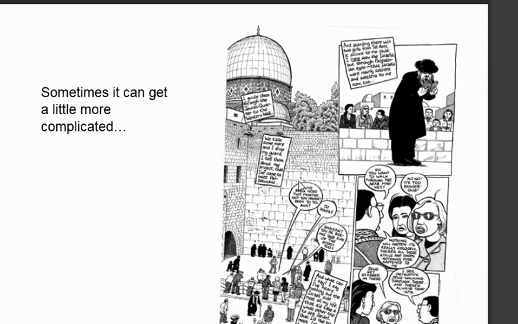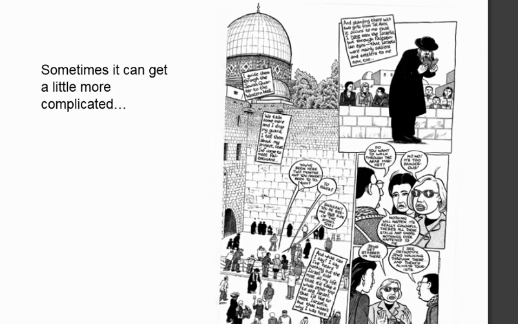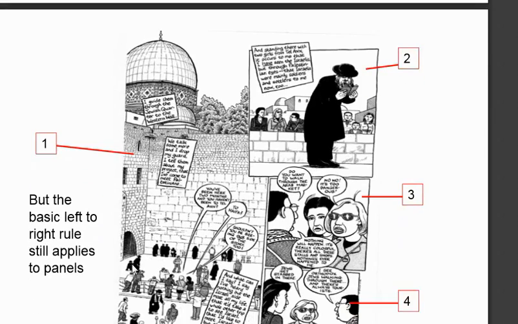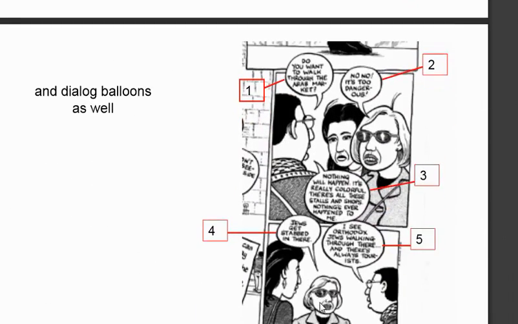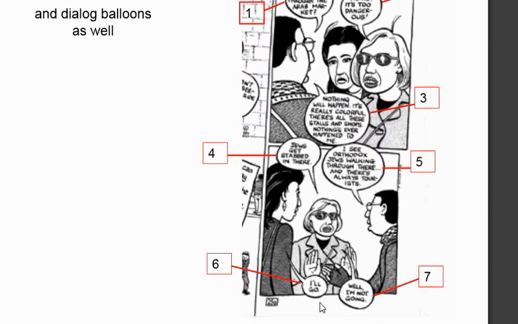However, sometimes the deeper the graphic novel, it can get a little more complicated. Stick with your rule. Top to bottom, left to right. So we're going to read the left panel first because it's the first panel. We're going to read all of the information in the left panel, and then we're going to go on the right side from top to bottom. And if you need a visual of how to do that, here you are. Left panel first, all of the information in the left, and then the right side, top to bottom. Same thing with dialogue balloons.